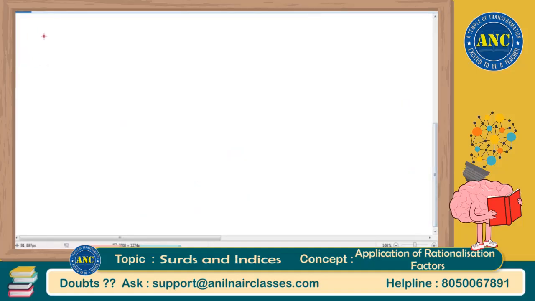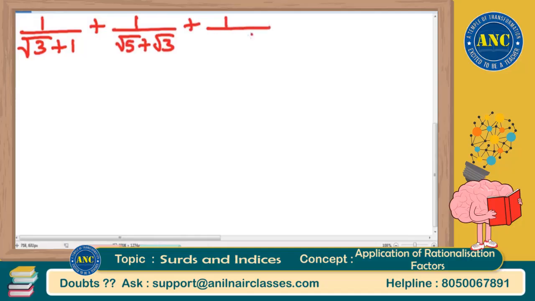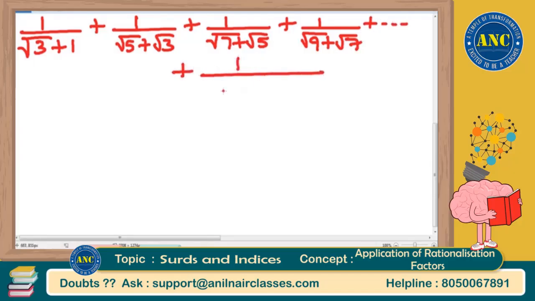Another question of a similar model. Suppose your question is 1 by root 3 plus 1, plus 1 by root 5 plus root 3, plus 1 by root 7 plus root 5, plus 1 by root 9 plus root 7, and it keeps continuing until you get the last term as 1 by root 49 plus root 47. We need to find this particular value.